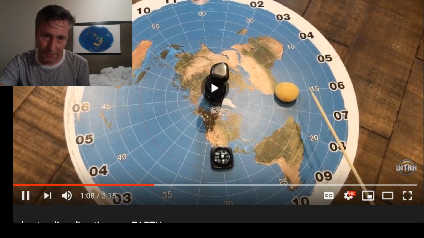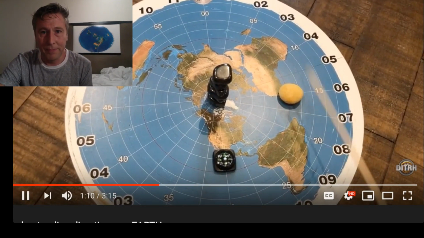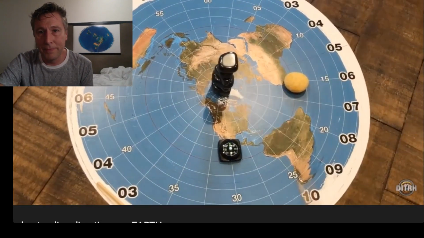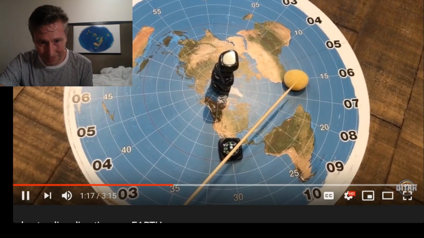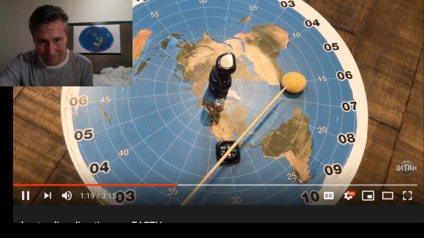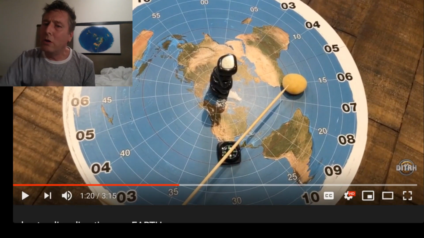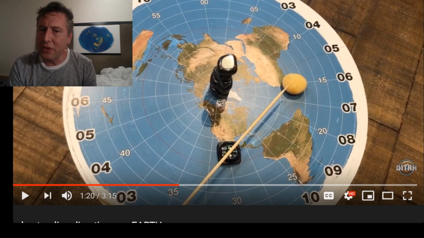At 6 a.m., that will be sunrise. People will look at the compass and say that the sun is northeast on my app.